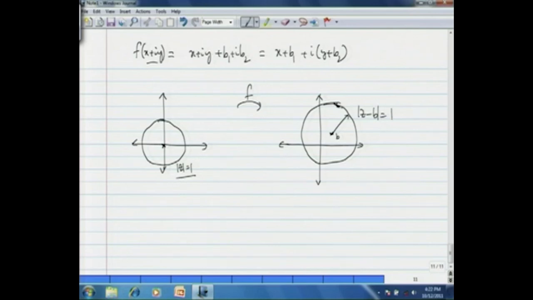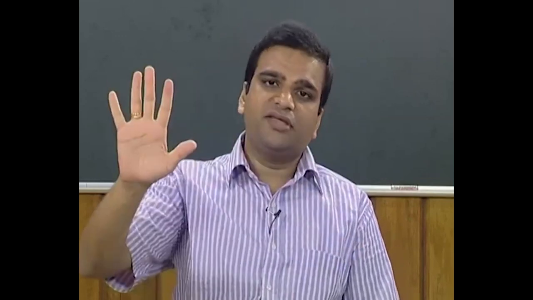Okay. So, the image of the set of all z such that modulus of z equals 1 is going to be the set of all z such that modulus of z minus b is going to be 1. Etcetera. So, any contour or any region in the domain is moved by the vector b.